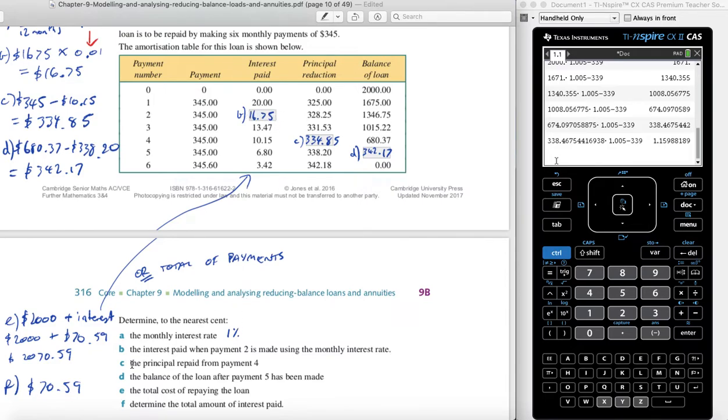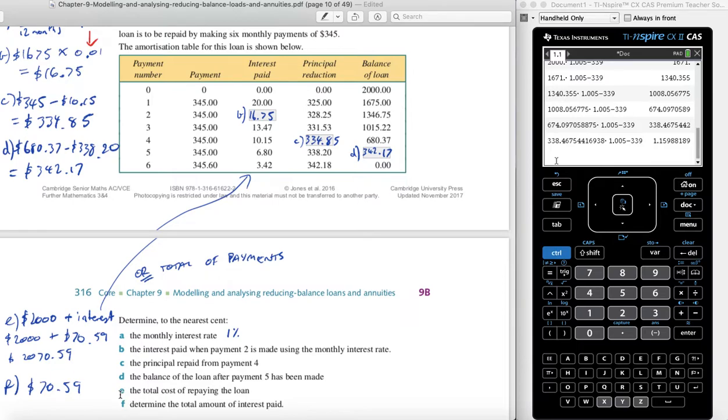Next part, the principal repaid from payment 4. The principal repaid is this. We've got our payment minus our interest. So payment minus interest gives us the principal reduction. That's pretty straightforward. Part D, the balance of the loan after payment 5 has been made. So the balance of the loan is going to be the $680.37 minus the principal reduction. Not the payment, but the principal reduction. That's going to give us the balance because they have to take out their interest.